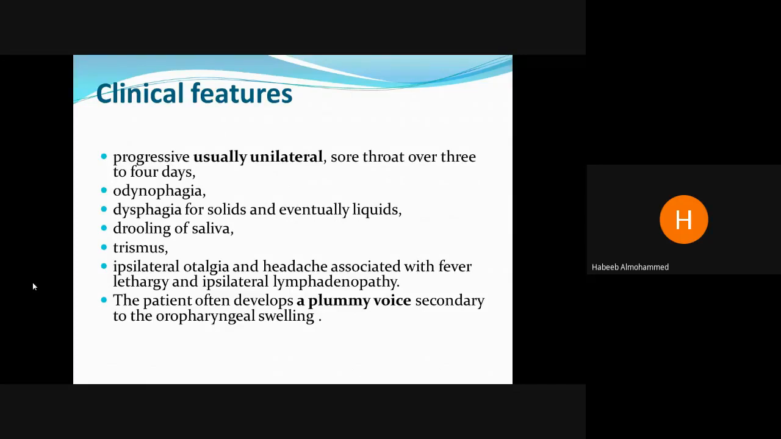Ipsilateral otalgia and headache associated with fever, lethargy, and extremely tender ipsilateral cervical lymphadenopathy. The patient usually has voice changes, but not hoarseness of voice because the larynx is not involved, but has a muffled voice or hot potato speech, secondary to oropharyngeal swelling.